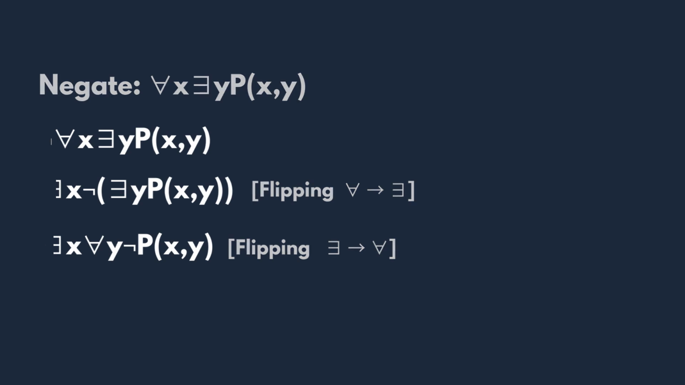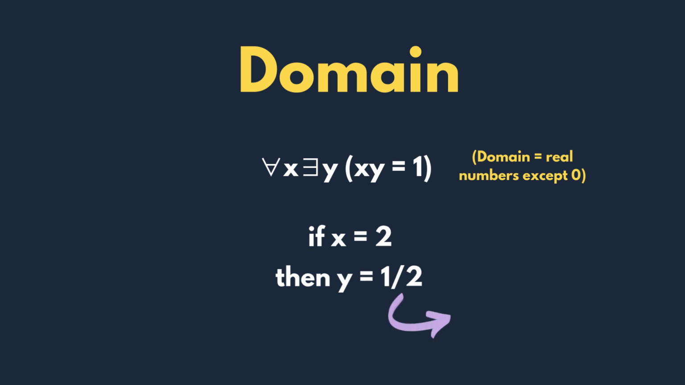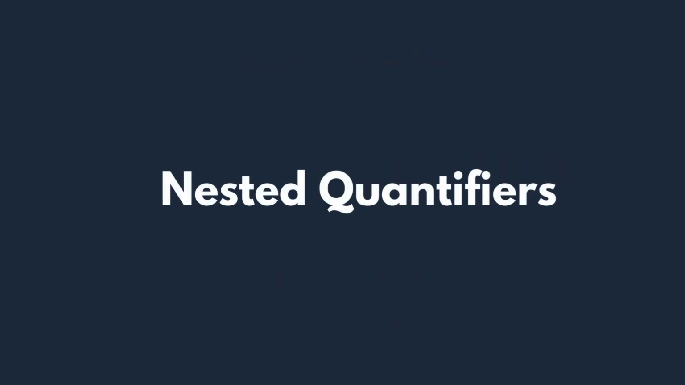Besides this, nested quantifiers depend on the domain. Domain matters. For example, in this expression, if the domain is real numbers except 0, it is true. But if the domain is integers, it is false. For example, if we say x is 2, then there exists no integer that can be multiplied with x and result in 1. For xy to be 1, if x is 2, y must be 1 by 2 or half, which is not an integer. So we cannot say the domain is integers for this x and y. So this is a short basic understanding of nested quantifiers.